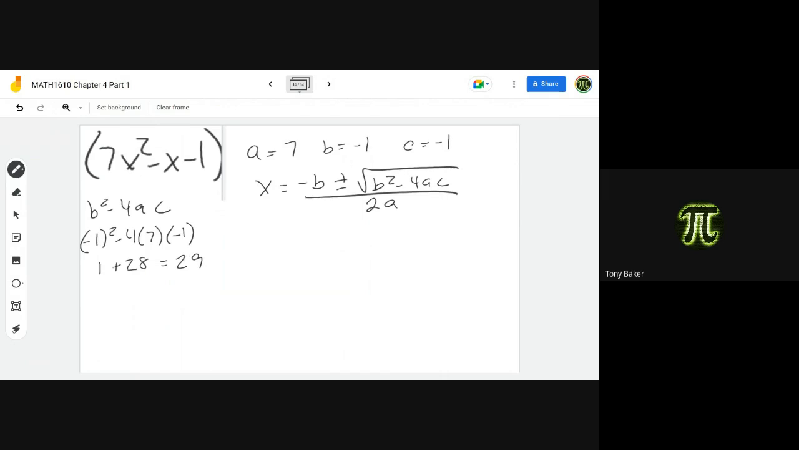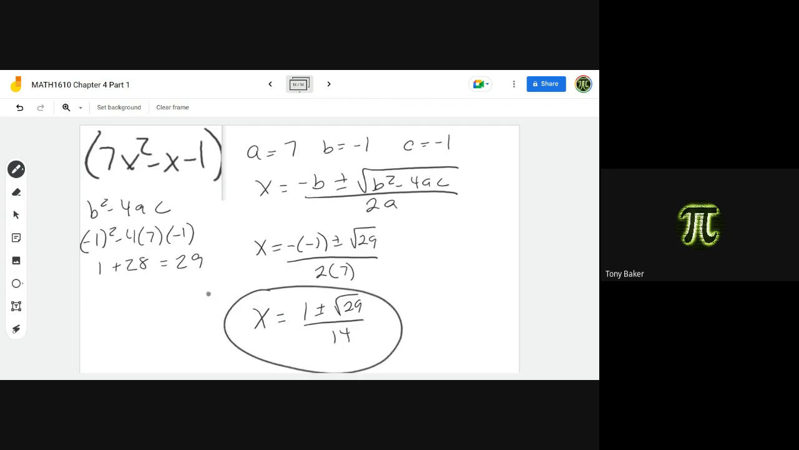Can I simplify the square root of 29? No. So my quadratic formula now is negative 1 plus or minus the square root of 29 over 2 times negative 1. Oh, 2 times 7, sorry. Yeah. Which I'm going to do here anyway. And there's my answer.